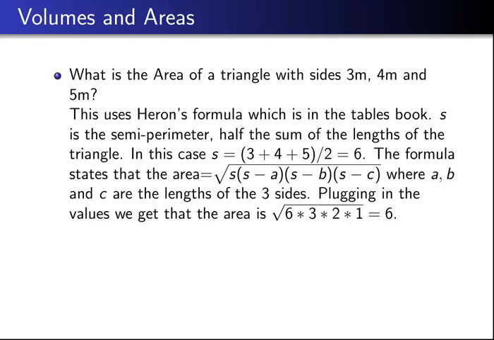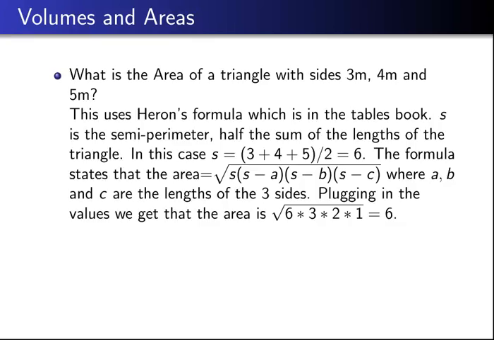out the area. But anyway, the way the formula works is you need to work out S, which is called the semi-perimeter, since it's half the sum of the lengths of the triangle. So in this case, S is 3 plus 4 plus 5, the lengths of the triangle, divided by 2, and that's equal to 6. So now we just plug it into the formula.